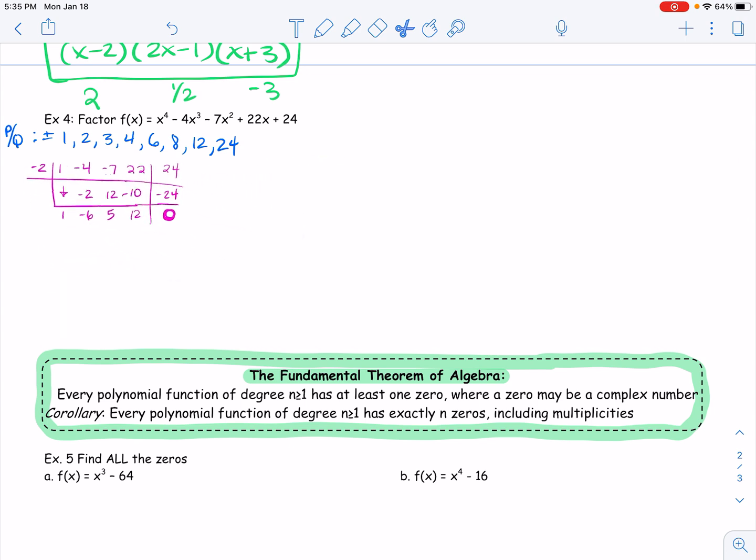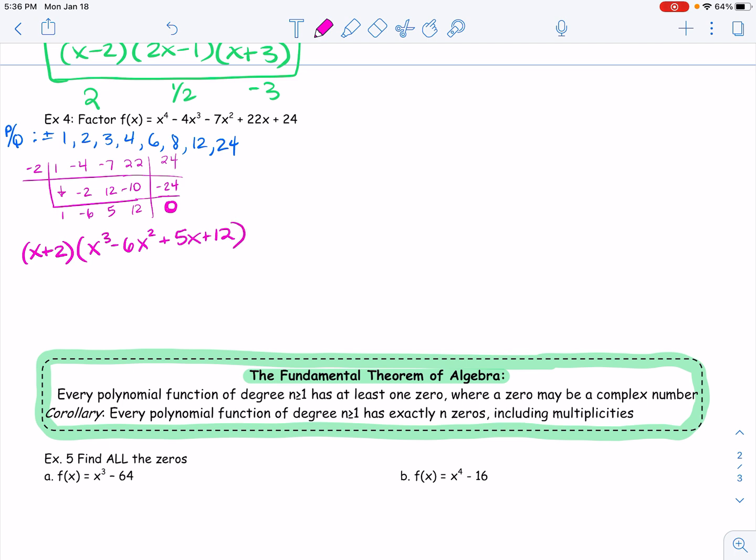So I'm going to make that a little bit smaller, and let's write what this gives us. This means that -2 is a zero, which means x plus 2 is a factor. What did x plus 2 get multiplied with to get our original polynomial? The quotient here. So that's going to be x cubed minus 6x squared plus 5x plus 12. Now we look at what's left in the parentheses and ask ourselves, is it factorable? It has 4 terms. If I factor by grouping, it's not going to work.